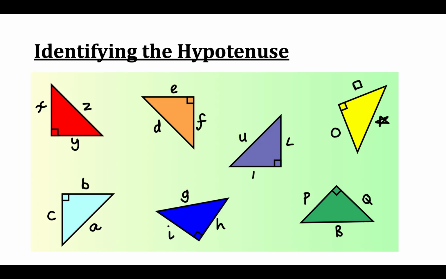So, the first task today is to identify the hypotenuse. So a reminder, this is opposite the right angle. So just now would be a good time to pause the video and go and work these 7 triangles out and identify the hypotenuse in each.